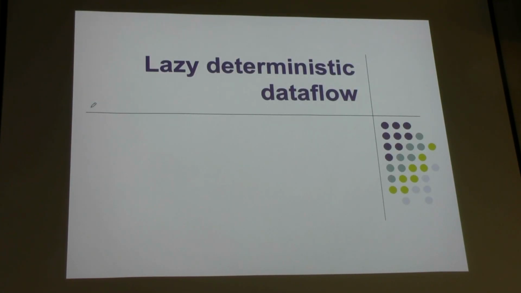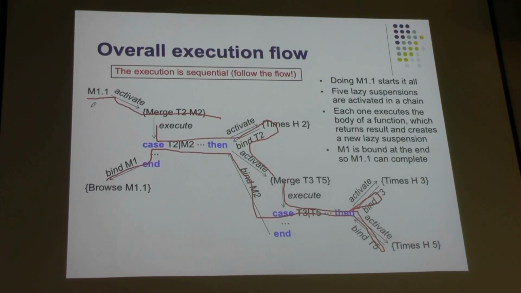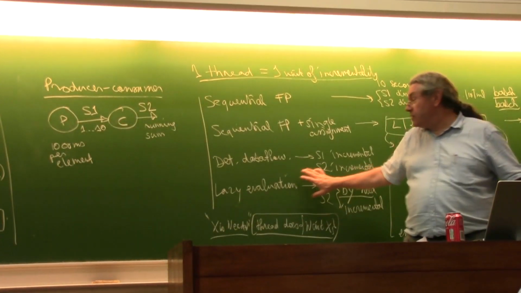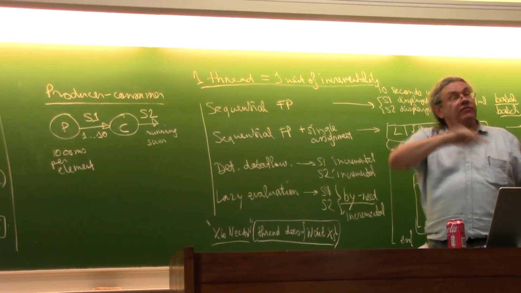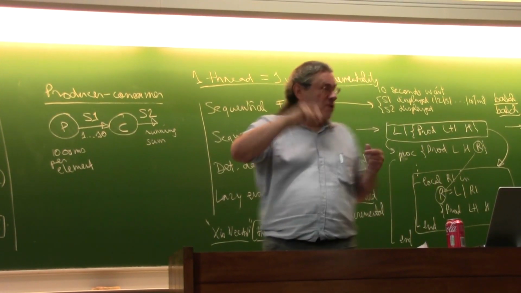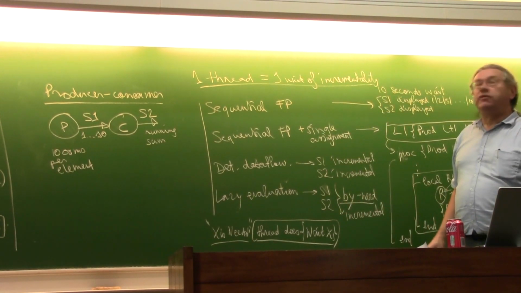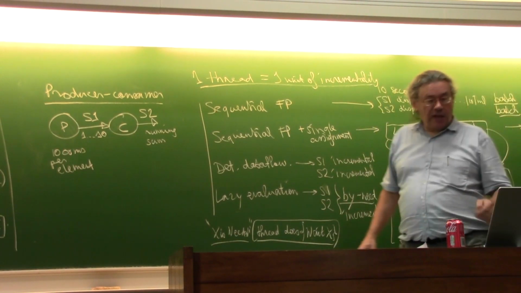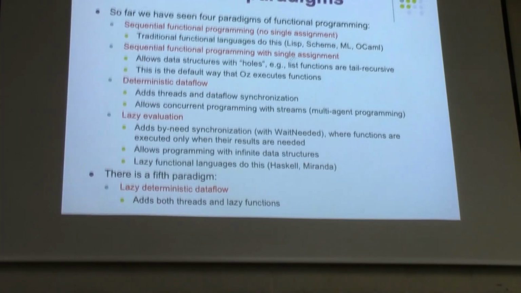Okay. So now let's talk about the fifth paradigm, the lazy deterministic data flow. So we have deterministic data flow, which is not lazy, and we have lazy, which is sequential. Now you see, the lazy is actually sequential. So in a lazy execution, if you don't create threads, it's actually sequential. Technically, it's a form of co-routining, to use older terminology, but there's only one flow of control. Okay? So we've seen these four paradigms. Sequential with no single assignment, sequential with single assignment.